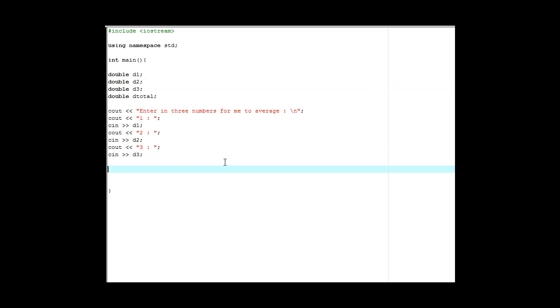And then now what I'm going to do is I'm going to say D total equals, if you notice, this is very similar to what we did in the second tutorial. So I'm going to say D total equals D1 plus D2 plus D3, and then divided by 3. So what this is basically saying is D total is the first three numbers divided by 3. So basically we're averaging the 3 numbers. So then we're going to output them.